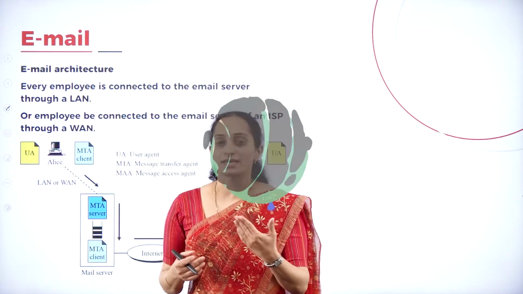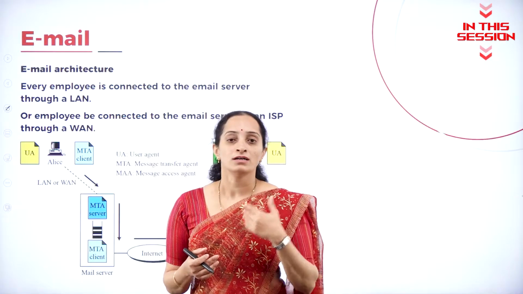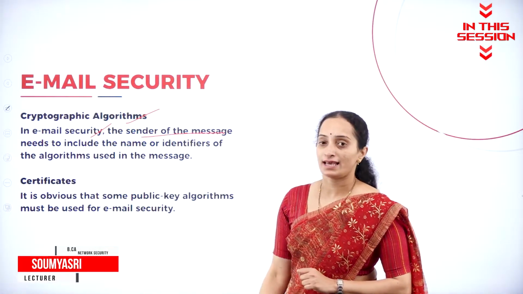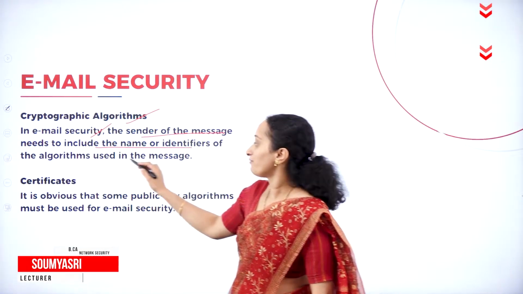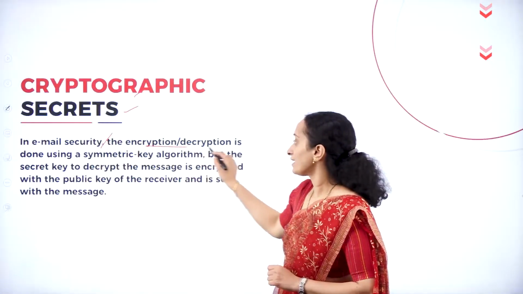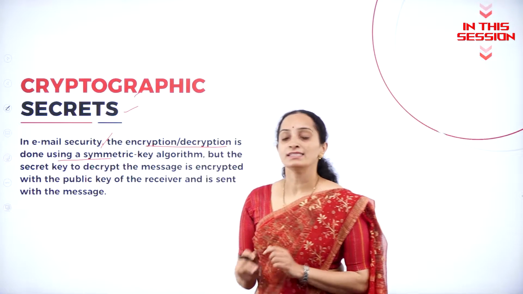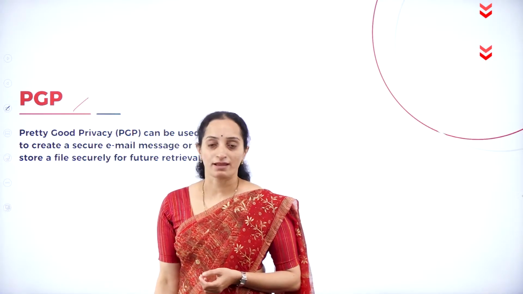The sent message by sender will not be directly forwarded or communicated to the receiver. The sender of the message needs to include the name or identifiers of the algorithm. The encryption or the decryption is done using a symmetric key algorithm, PGP, expanded as Pretty Good Privacy.